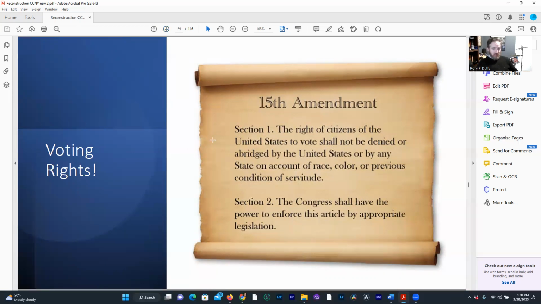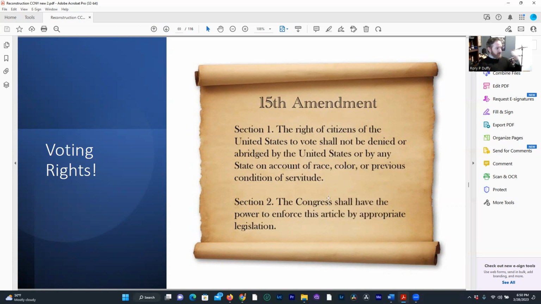So you cannot deny by race, color, mixed race people, and previous servitude, right? So let's say somebody was born into the institution of slavery after the 13th, 14th, and 15th Amendment.